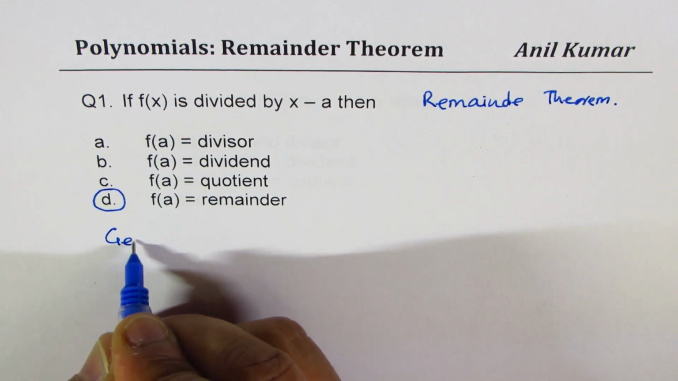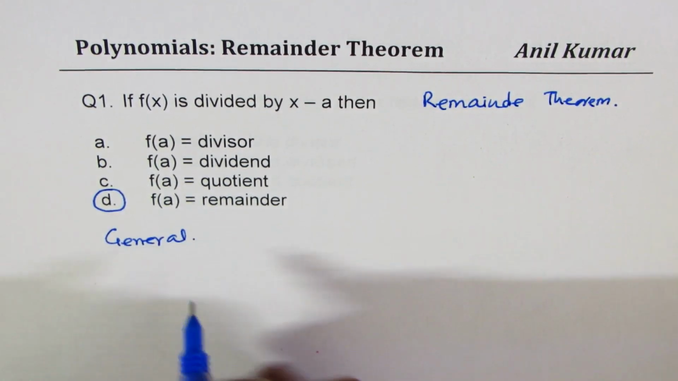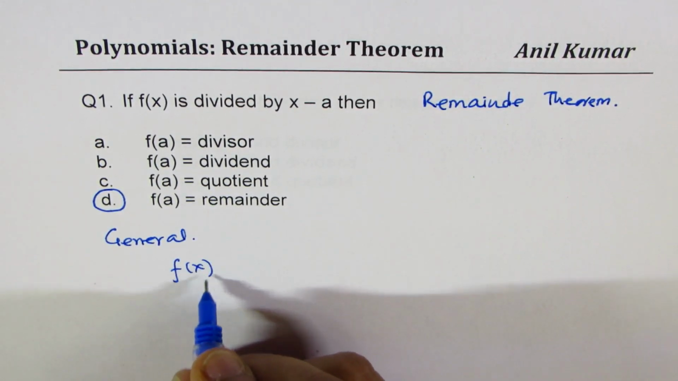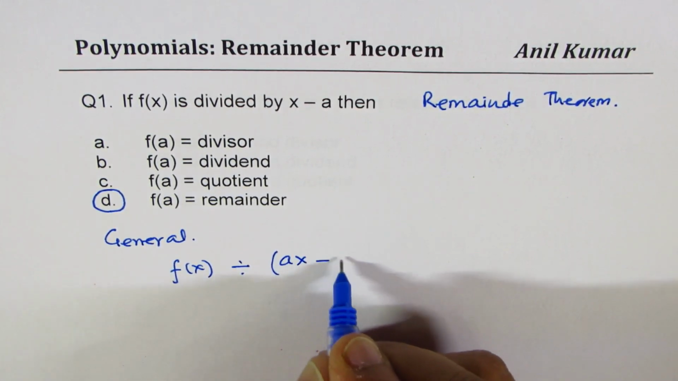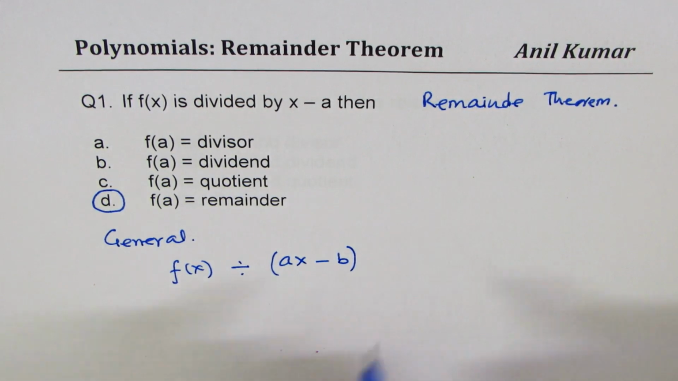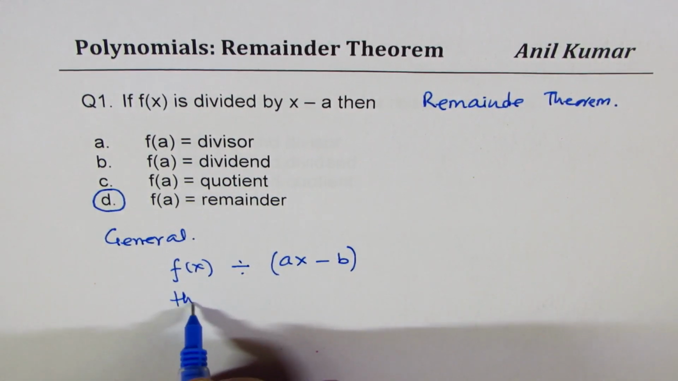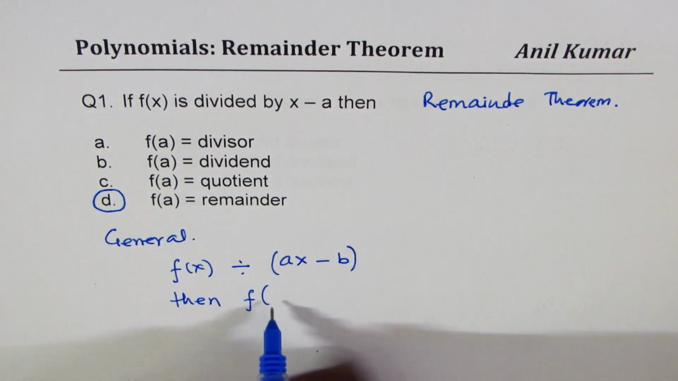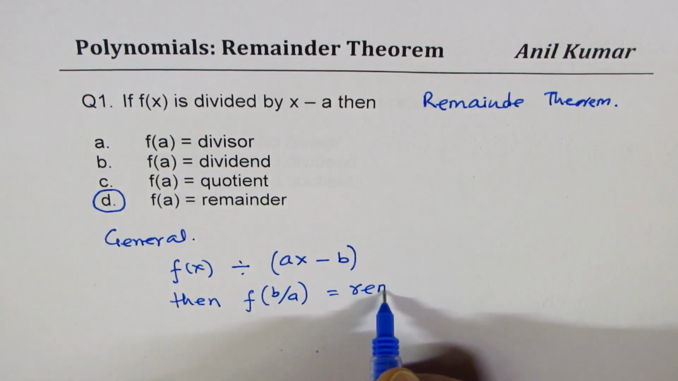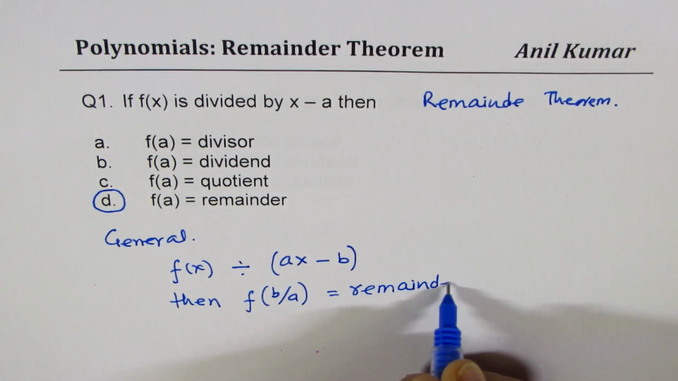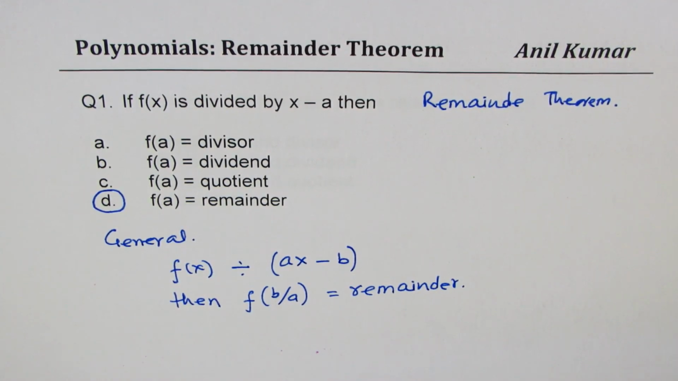In general, we will write like this. When f of x is divided by, let's say, a term ax minus b, then f of b over a is equal to remainder. Right? So that is what we just explained.